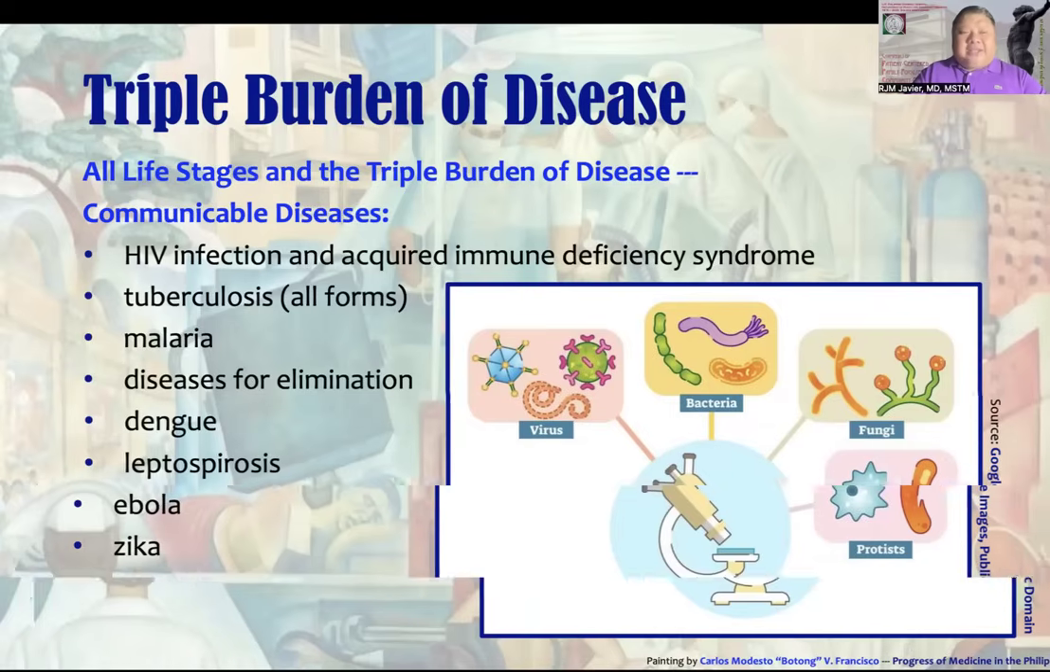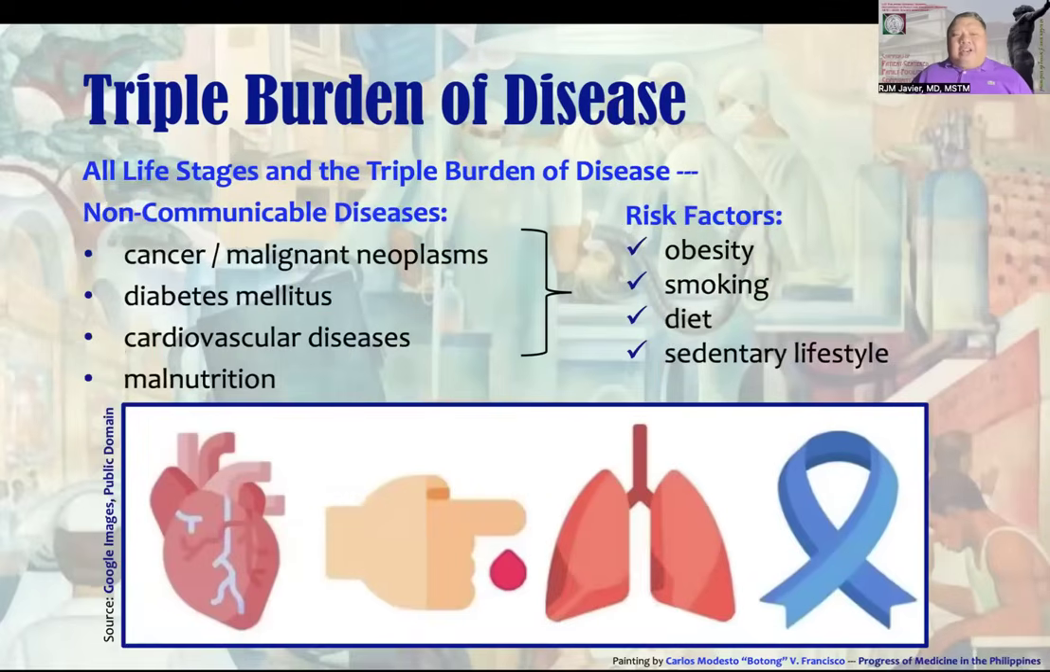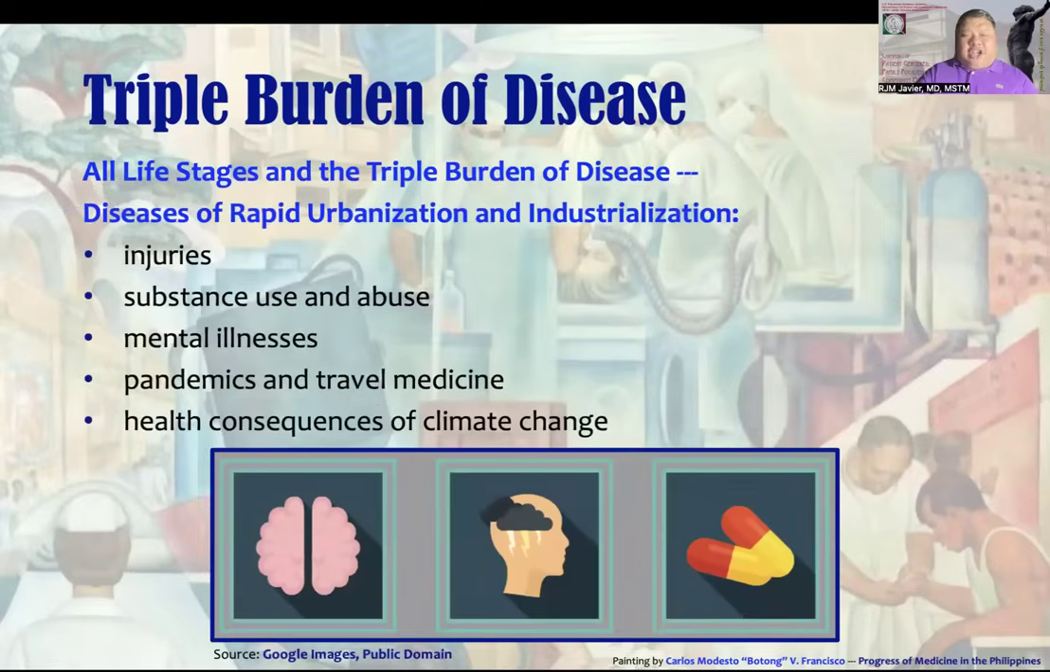After your communicable diseases, you have your non-communicable diseases. Priority conditions would include your malignant neoplasms, diabetes mellitus, cardiovascular diseases, and your malnutrition. The first three are all related to obesity, smoking, unhealthy diet, and your sedentary lifestyle. Then the last prong of the triple burden of disease would be the diseases of rapid urbanization and industrialization. This would include injuries, substance use and abuse. When I say injuries, it would include victims of physical assault, mauling, vehicular accidents, crash injuries, mental illnesses, pandemic, and travel medicine, and the consequences of climate change.